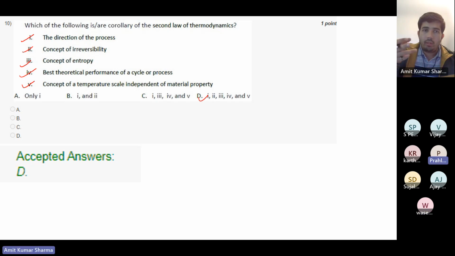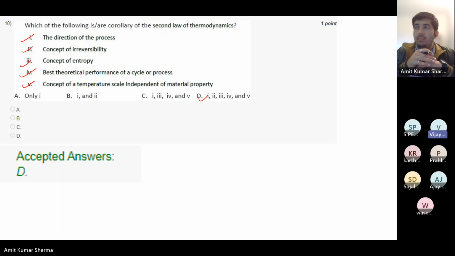Basically the zeroth law is saying that if A and B are in thermal equilibrium, and B and C are in thermal equilibrium, then A and C will also be in thermal equilibrium. So that is about thermal equilibrium, equilibrium of states, not about the temperature scale. It's in the second law only, I think. Yeah, correct. So option 5 will be correct.